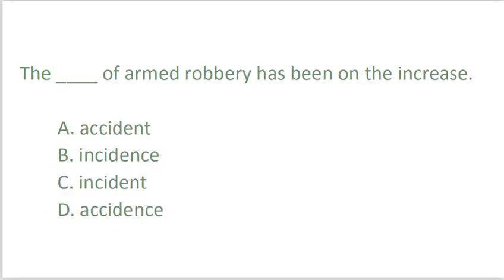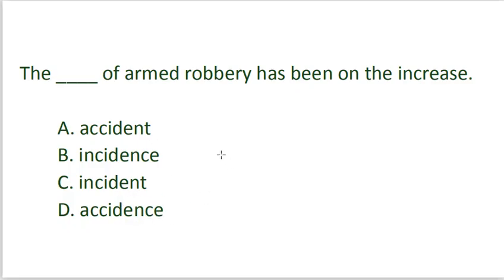To the next question. The dash of armed robbery has been on the increase. A, accident. B, incidents. C, incident. D, accidents. Option A, accident, means an unexpected mishap. Option B, incidents, means the rate or the frequency at which an event, not an accident in this case, any event, the rate at which an event occurs. Option C, incident, means an event, a single event. While option D, accidents, is the inflection form of option A, accident.